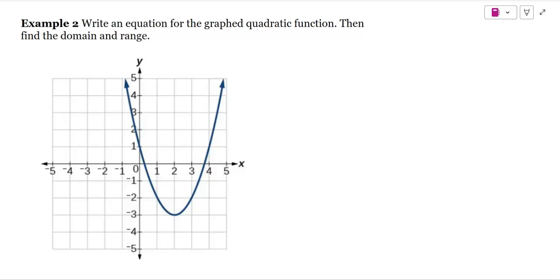For example 2, we are going to use a graph to write an equation for a quadratic. And then we'll also look at the graph and find the domain and the range. The domain and the range can come off of the vertex for us because we know that that's either the lowest or the highest point on a parabola. So looking at this graph, I can see that the vertex is at 2, -3.